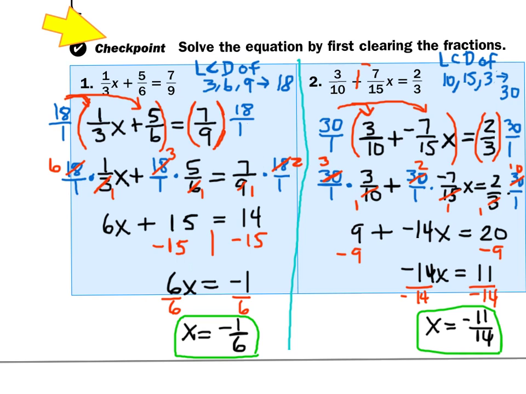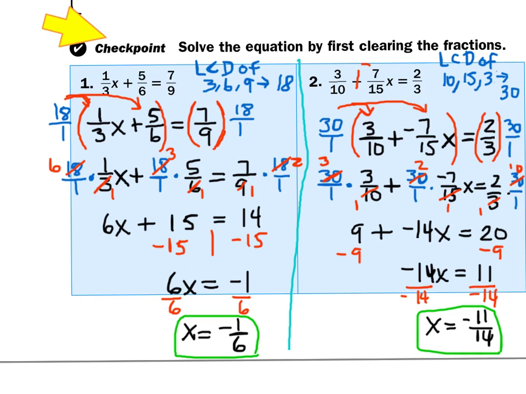Start at the denominator. 3 goes into 18 6 times. 6 times x is 6x. Bring down the plus. 6 goes into 18 3 times. 3 times 5 is 15. Bring down the equal sign. 9 goes into 18 2 times. 2 times 7 is 14. So this whole thing became 6x plus 15 equals 14.